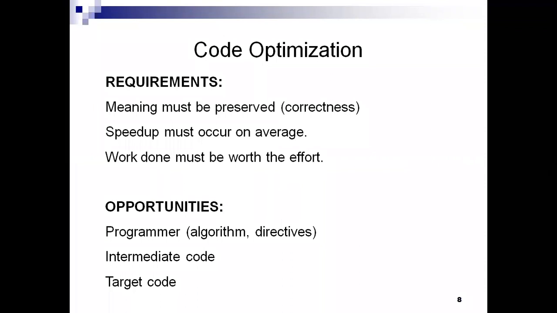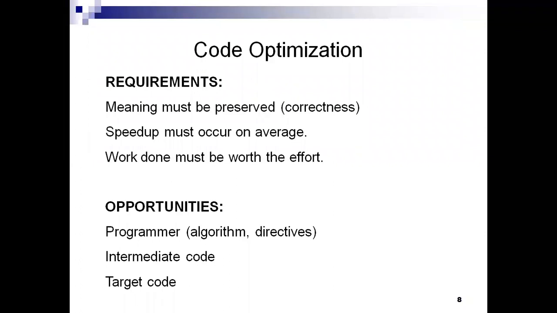The requirements we need: meaning must be preserved, that means it should be correct. Speedup must occur on average. Work done must be worth the effort. And the opportunities we have: programmers, algorithms, directives, intermediate code, or target code. These are the opportunities that we have and the requirements that we need.